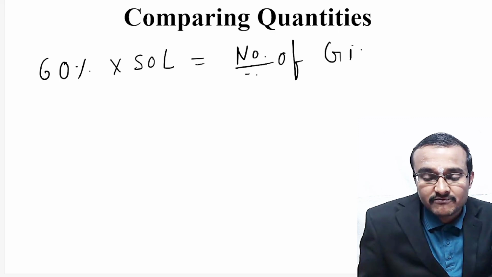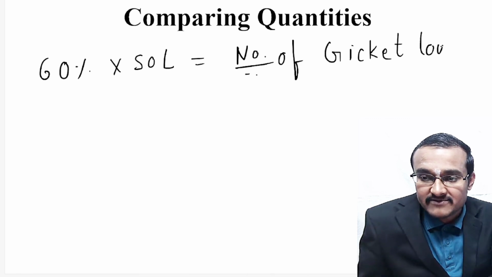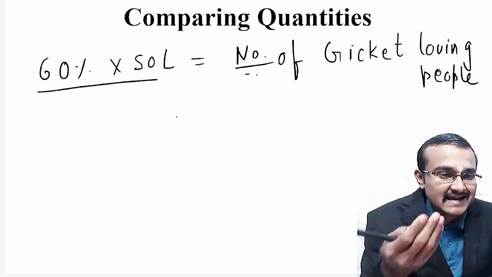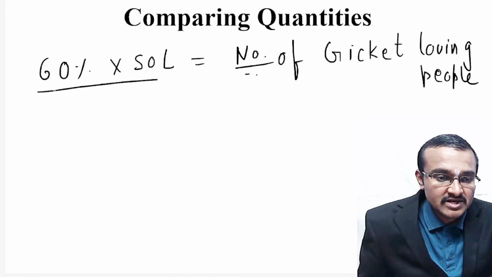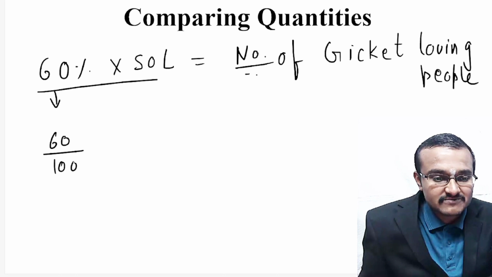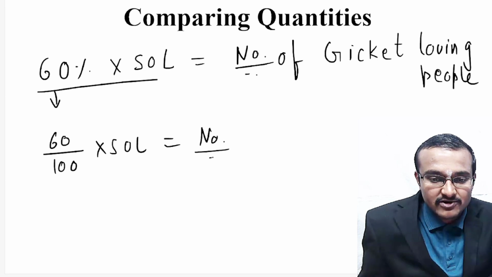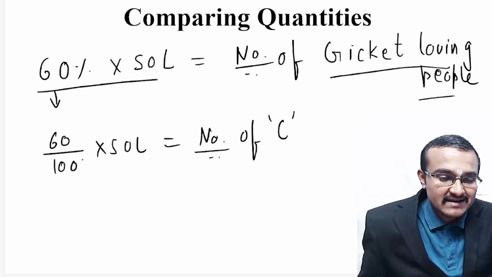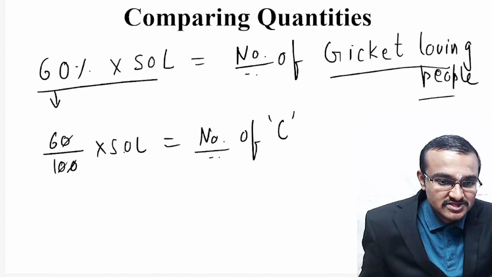Here, the number of people who like to play cricket is 60% into 50 lakhs. Out of 50 lakhs, 60% people are there. To convert this percentage back to a fraction, you should divide by 100, so it will become 60 by 100 into 50 lakhs. This is the total number of cricket loving people, so I will write number of C, where C represents cricket loving people. Now you can calculate: 0 0 cancels, here also 0 0 cancels.